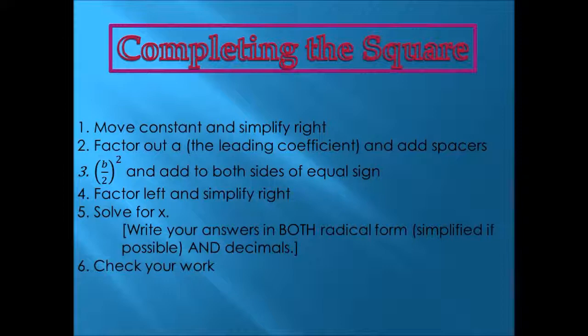Step 3, take your b term, divide it by 2 and square it. Add this to both sides of your equal sign. Step 4, factor your left side and simplify your right side. Step 5 is solve for x, and step 6 is to check your work.